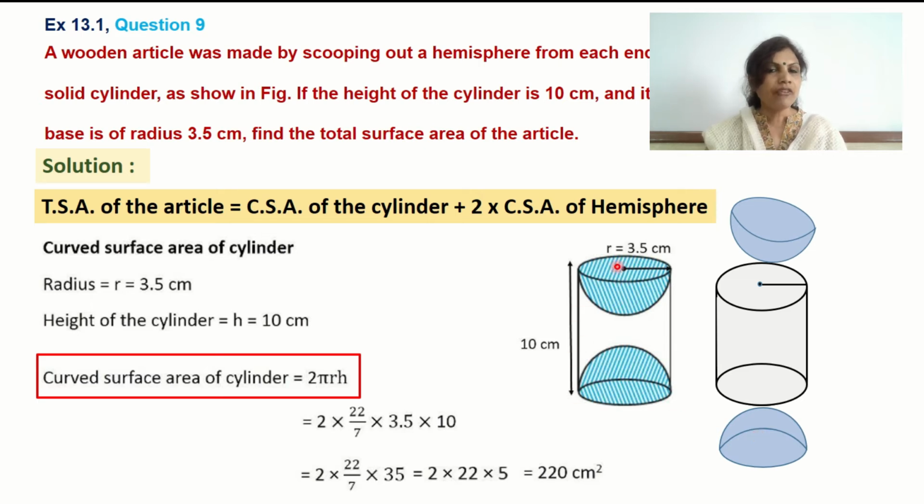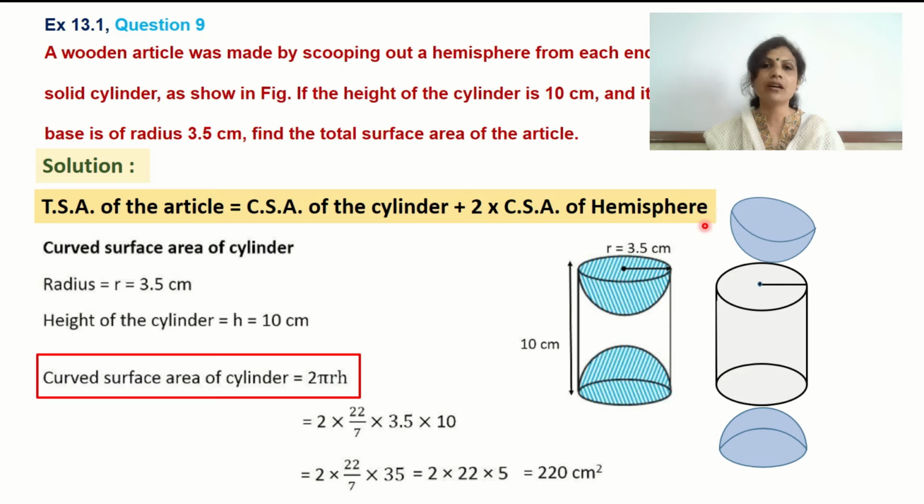Now the total surface area of the article will be equal to the curved surface area of the cylinder plus, now 2 hemispherical scoops are taken out from the 2 ends. So 2 into curved surface area of hemisphere. So this will be our formula for the total surface area of the article. So let's find out the areas one by one.